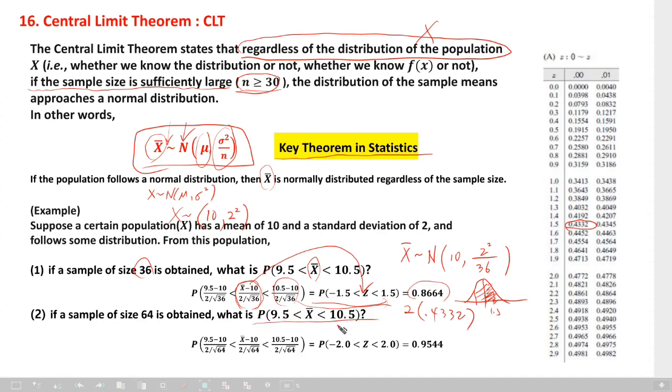This one, x bar between 9.5 and 10.5. The same procedure here. X bar is standardized like this, and the left hand side and right hand side values. What is the difference from this part? Here the sample size is 36, here the sample size is 64, the only difference. So that is Z greater than minus 2.0 and less than 2.0. This time it's going to be minus 2 to plus 2, this area. Okay, so for 2.0, the probability area is 0.4772, times 2 is 0.9544. It's simple, right? This is a simple example about the CLT.